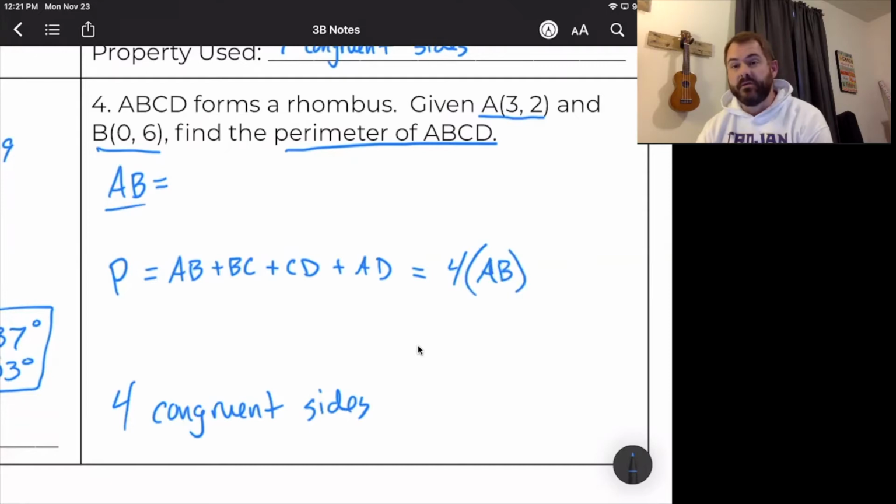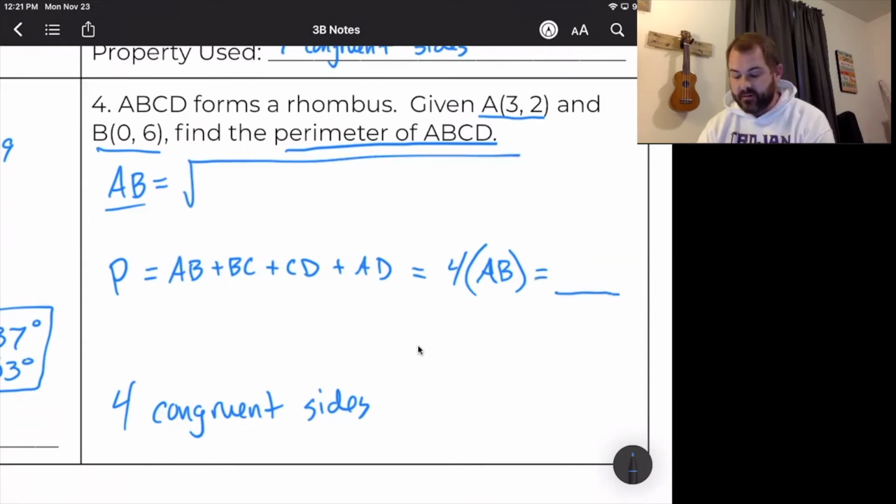So what I want you to do, I want you to go ahead and find the length of AB using the distance formula, and then multiply it by 4 and give me your answer. Pause the video to give yourself enough time to do this. All right, if you have this filled out, this should be the answer you get.